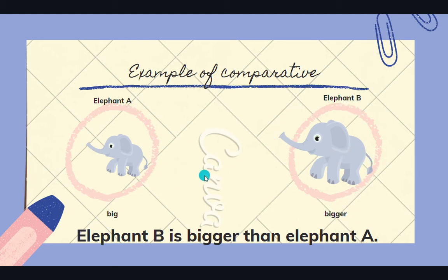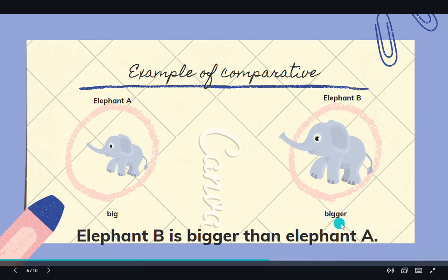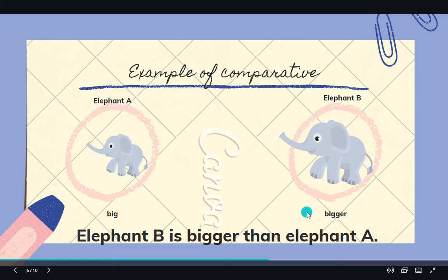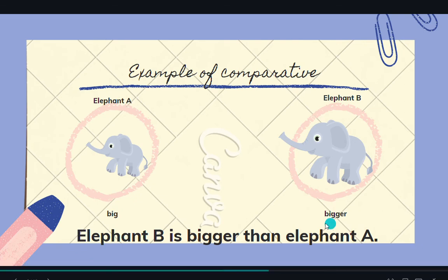Okay. Jika anda dapat lihat di dalam gambar yang saya tunjukkan sekarang, terdapat 2 gambar gajah. Betul? Elephant A, gajah A dan gajah B. Gajah A besar, gajah B lebih besar. So, bigger atau lebih besar is the comparative adjective for adjective big. Bigger atau lebih besar adalah comparative adjective bagi adjective big.